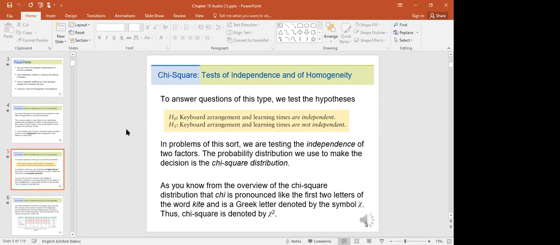So H0 will be keyboard arrangement and learning times are independent. So generally, the null hypothesis for test of independence is that the variables are independent. And the alternative hypothesis is that keyboard arrangement and learning times are not independent.